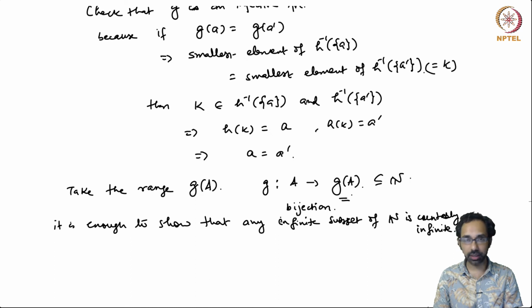So we consider that GA is infinite, and now we have to show that as a subset of N, if any infinite subset of N is countably infinite, then we are done, because GA will be a countably infinite set, and there exists a bijection between A and GA, so A will also be countably infinite. So let us show that any infinite subset of N is countably infinite.